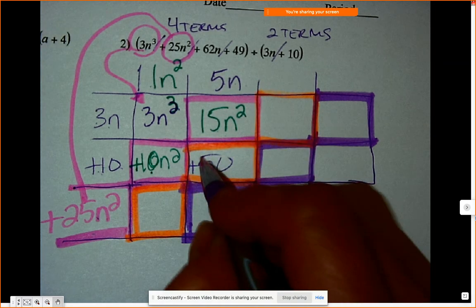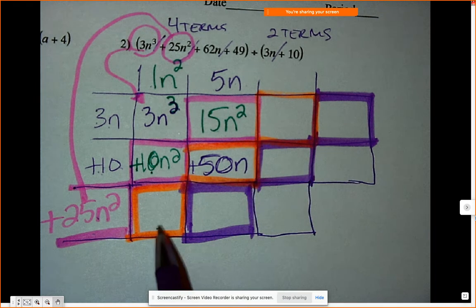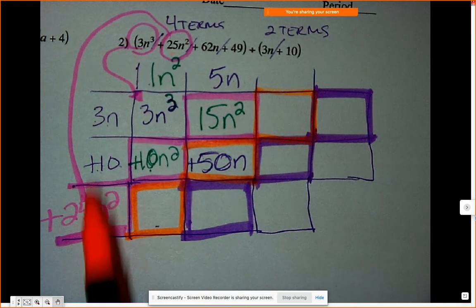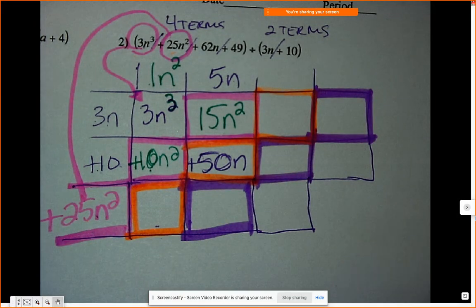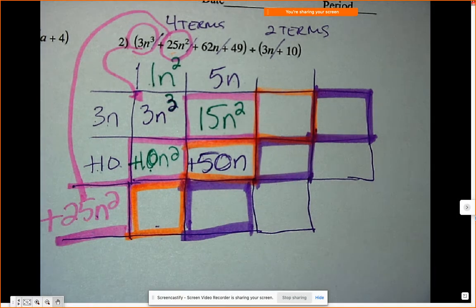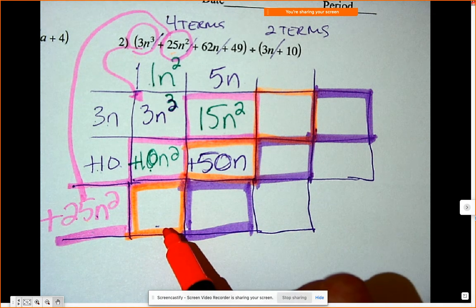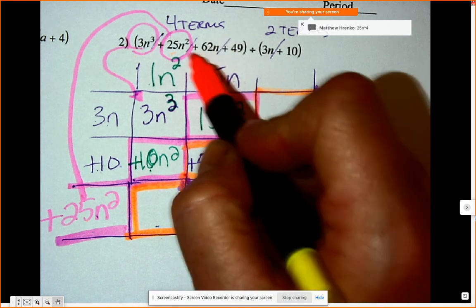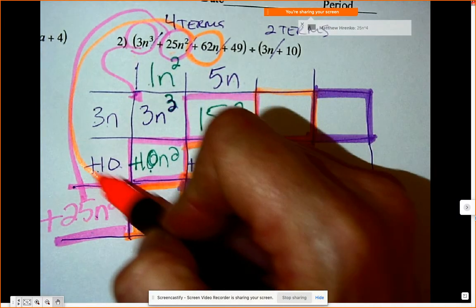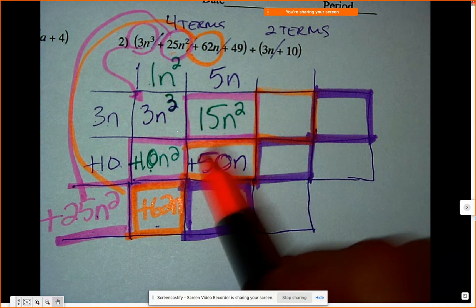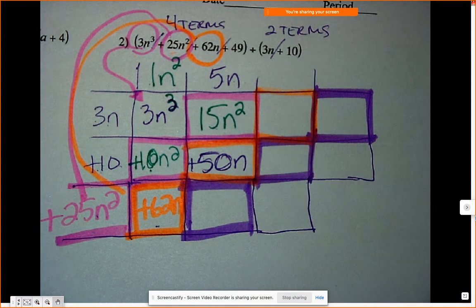Well, guess what comes on this? Who could guess? We got this one started here, but this came down here. Who do you think comes in here? Someone wild and crazy. Just go out on a limb. 62n. Beautiful, guys. This is how easy this is. Plus 62n. Okay, so I need these boxes to add up to that 62n combined.